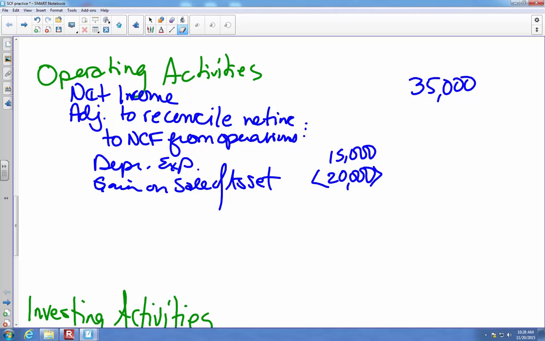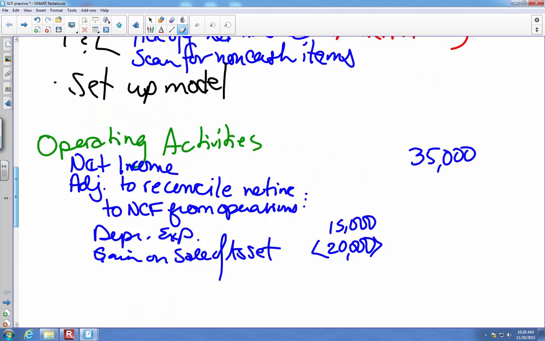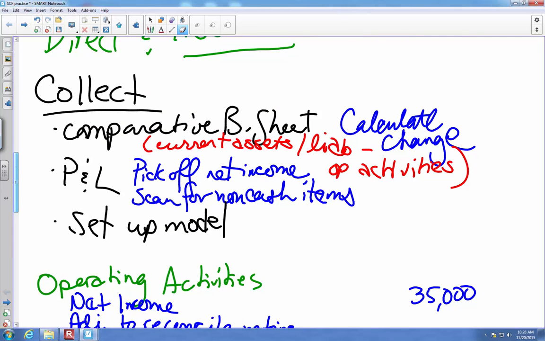So now I'm just going back up here and going down these steps. I've got my comparative balance sheet and I calculated the change, right? We did that on Wednesday. We wrote in all the change. And you guys will have to set up that column on your own normally. I just did it for you because you're just learning. Then the second thing we did, we picked up the net income and threw it on the statement of cash flows. Then we scanned for non-cash items, just did that. Now we're back to we set up our model. So the next thing is start analyzing the changes in the balance sheet.